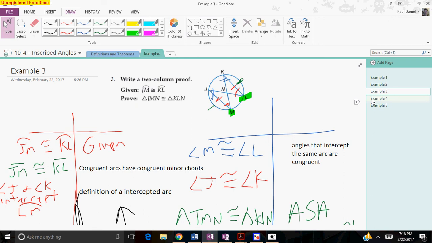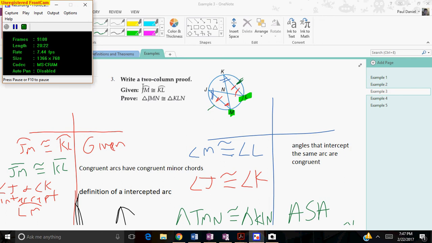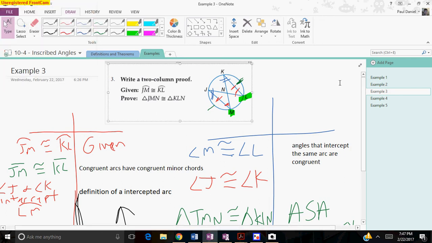So proofs are hard. Yes, they can be difficult. But what I want you to know is they are something you want to work at, because being able to understand the logic of that is what's going to help you be more successful. All right, so let's continue on.